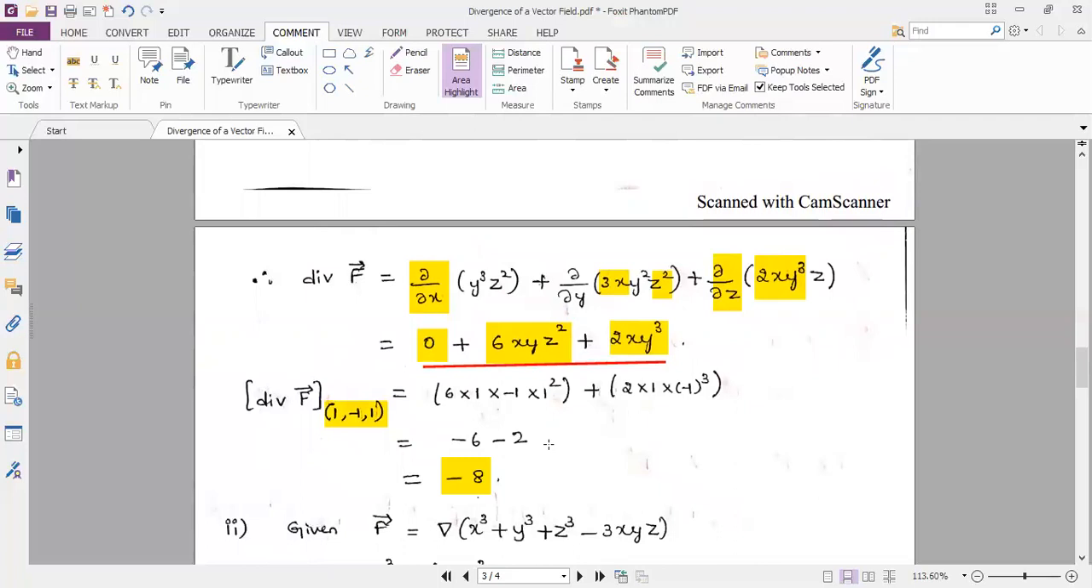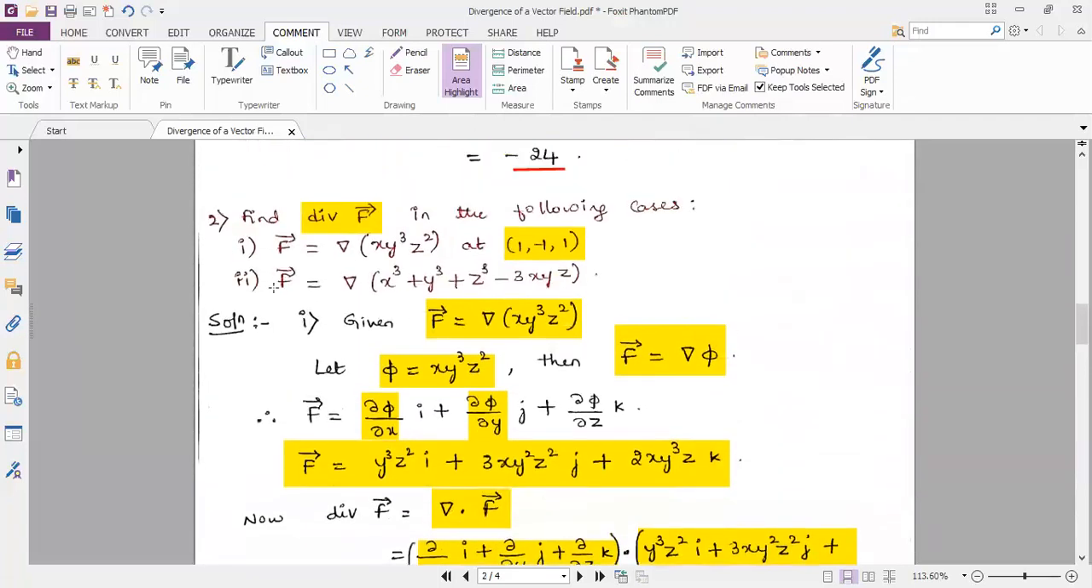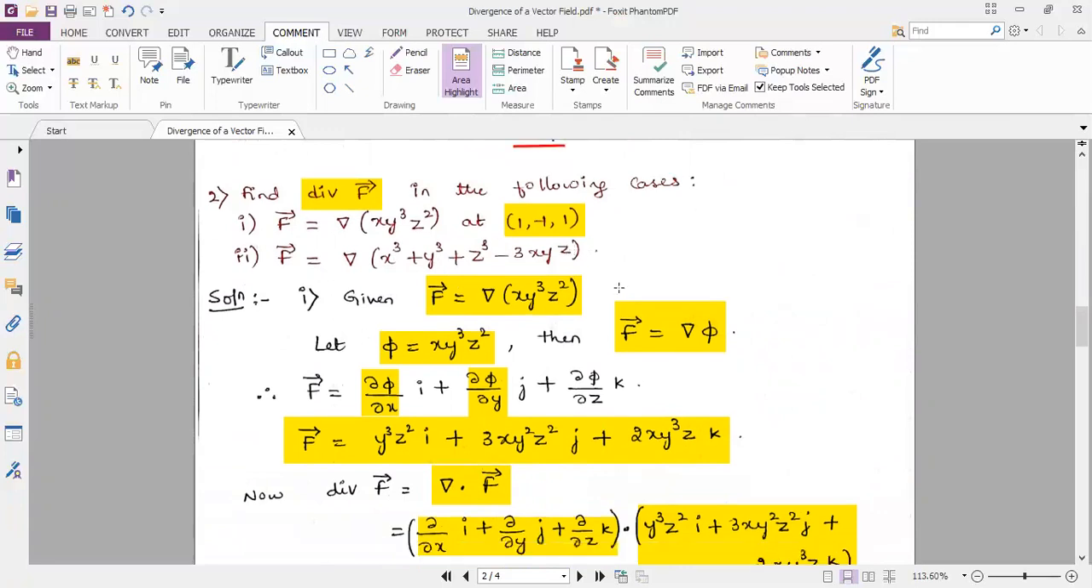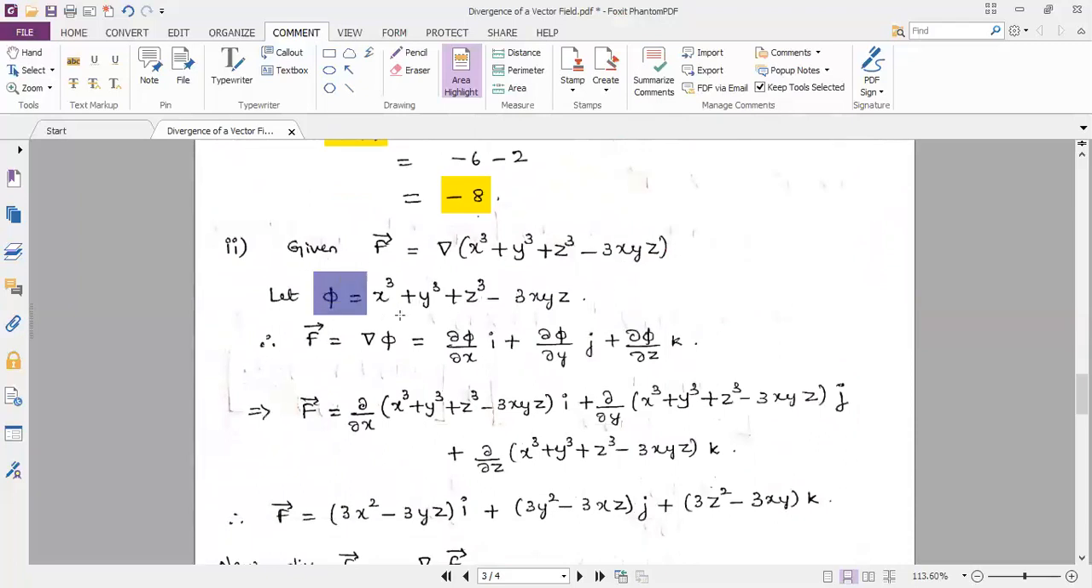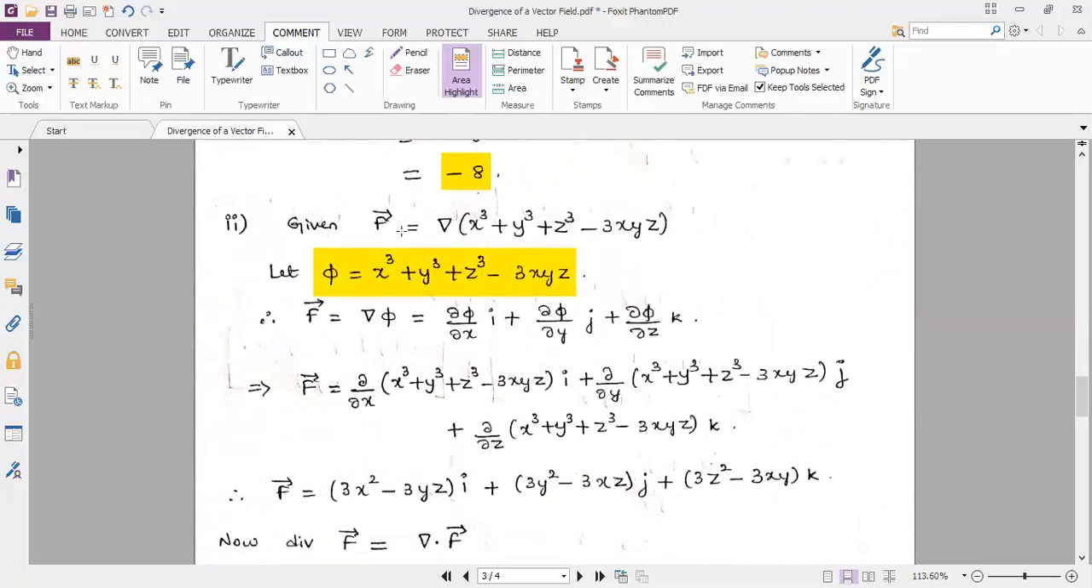There was a second sub question. The question was vector f is equal to gradient of x cube plus y cube plus z cube minus 3xyz. It's a similar problem to the previous sub case. So we'll first assume the function phi as x cube plus y cube plus z cube minus 3xyz. So vector f is in the form grad phi. The entire expression is assumed as phi. So vector f is equal to grad phi.